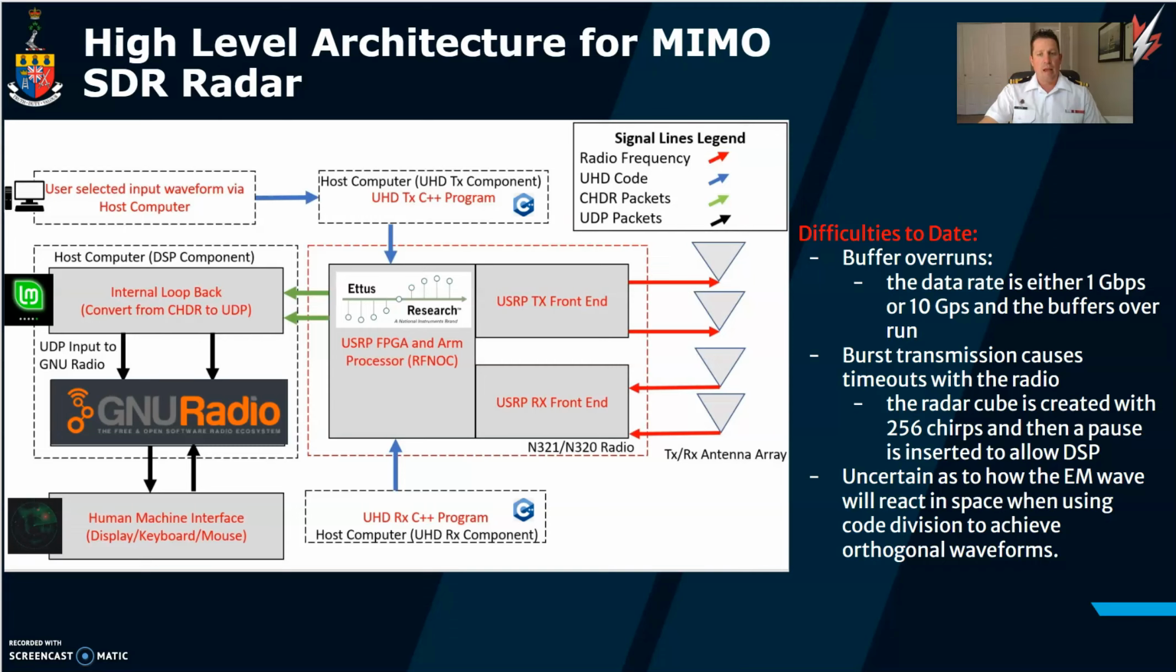we have the SDR in this N321, N320 box here, where it has the RF front ends, the FPGA, which communicates to a host processor. Once that data is passed to the host processor, we're using GNU Radio software in order to perform the DSP, that 3D FFT we talked about, and then pass it to a human-machine interface.